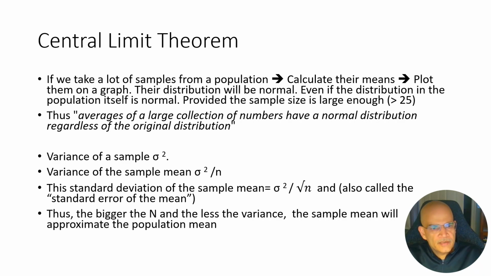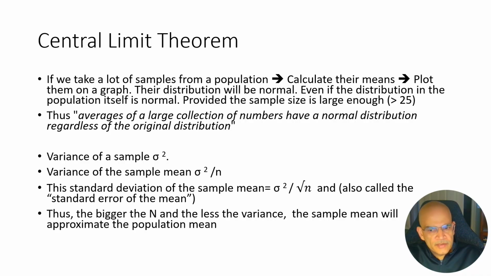Even if the distribution in the population is not normal, the sample means would still be normally distributed, provided the sample size is large enough. There's a lot of math behind this, that's why 25 gives you that number, but most of the time the rule of thumb is more than 25. So the average of a large collection of numbers has a normal distribution regardless of the original distribution.